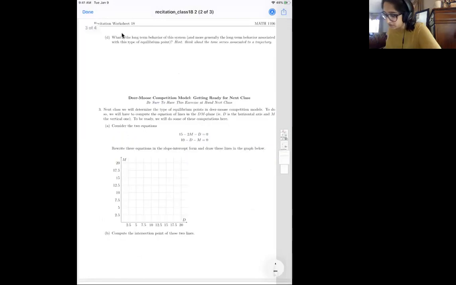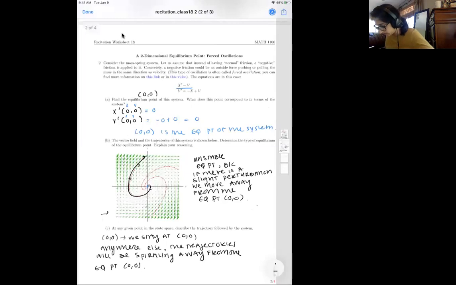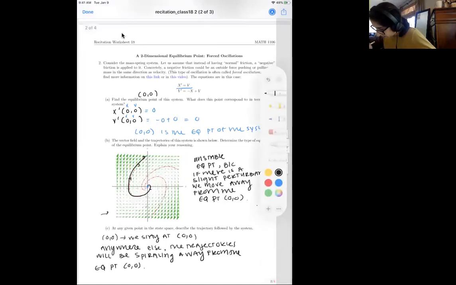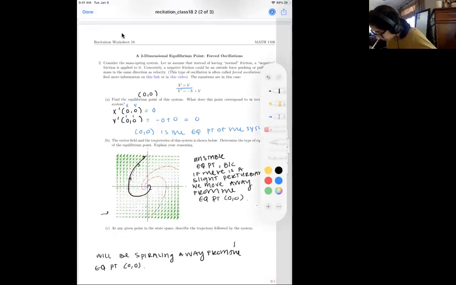So what is the long-term behavior of the system, and more generally the long-term behavior associated with this type of equilibrium point? What we're going to do to answer this question is think about the time series associated with it. I can use this vector field, and I'm going to write part D on this worksheet, so I'm going to erase this and we'll talk about the long-term behavior of a trajectory associated with this particular vector field.